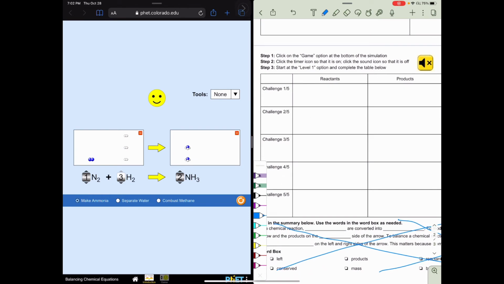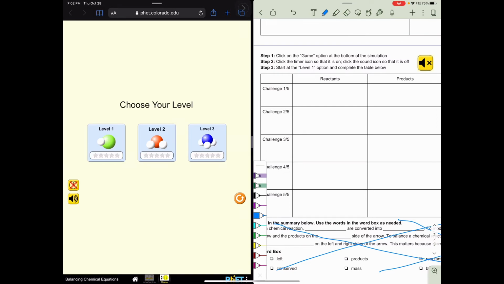All right. Welcome back. I'm glad that you guys worked really hard on that first section. Now we're going to move to the game. So step 1, click on the game option on the bottom of the simulation. Remember, game is at the bottom here. Step 2, click on the timer icon, which is over here on the left. I hope that that is helping. So click on the timer icon so that it is on. Click the sound icon so that it is off.